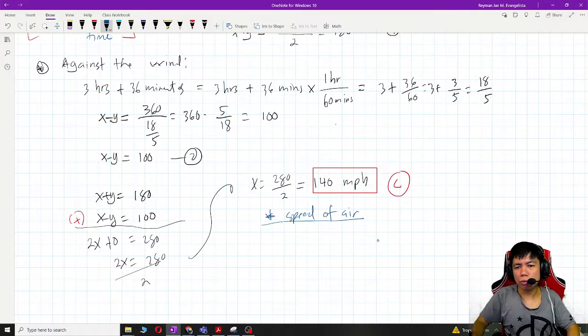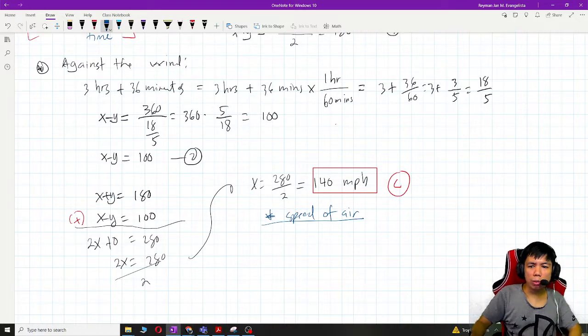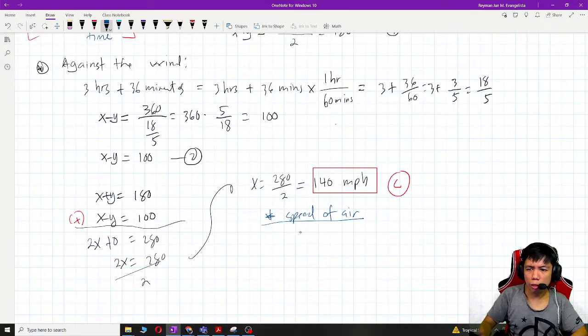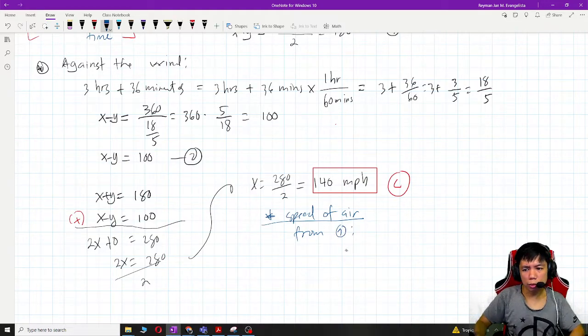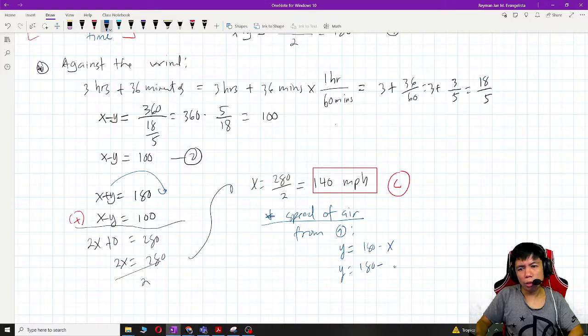Now, if you want to solve for the speed of air, you can use either equation 1 or equation 2. Gusto mong gamitin yung equation 1, solve mo yung y in terms of x. Transpose mo lang x sa right side, so 180 minus x. Then substitute mo yung value ng x. So y is equal to 180 minus 140. Ibig sabihin, yung speed ng air is 40 miles per hour.